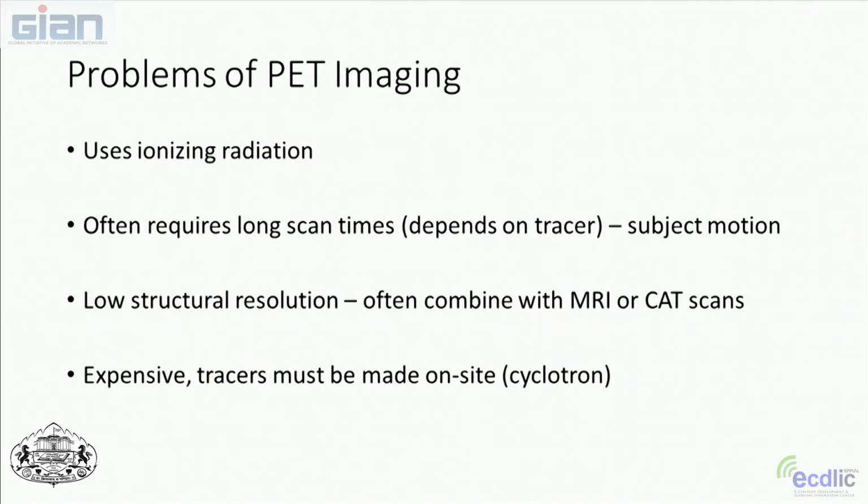And I'm going to talk really quickly about problems of PET imaging. The first thing is that it uses ionizing radiation. So like I said initially, the PET people also often call it non-invasive, but it's injecting somebody with radiation. So sometimes people have problems with this. It often requires a very long scan time. It depends on the tracer and the half-life of your tracer.